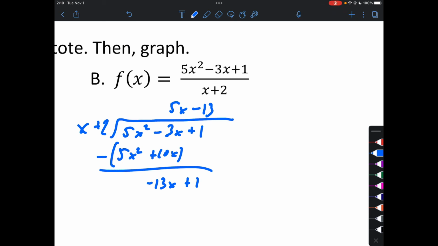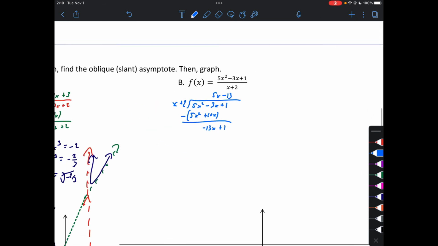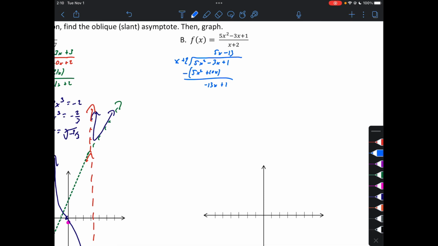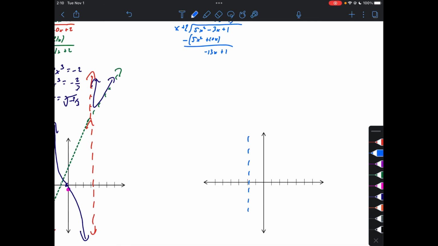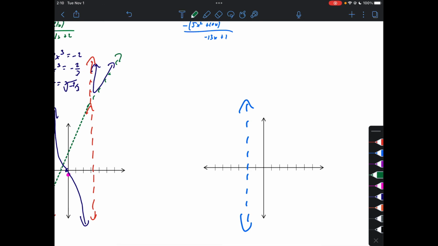All right, so let's start with our vertical asymptote, which would be at negative 2. So there's our vertical asymptote at negative 2. Okay. I probably should make that a little bit longer since I know what happened in the last problem there. Okay, and then my horizontal asymptote doesn't exist, but I have an oblique asymptote, 5x minus 13. Let's draw that in a little bit later here.